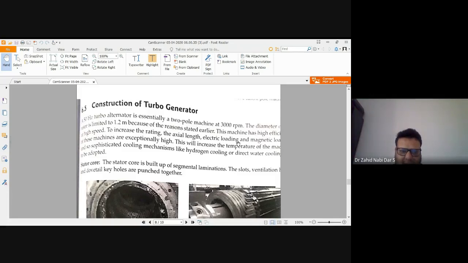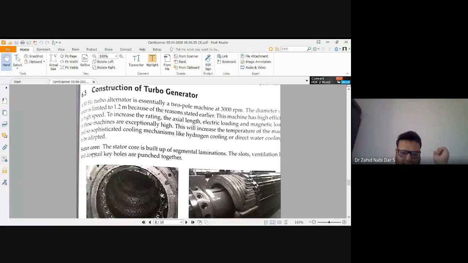This machine has higher efficiency at higher speed. So to increase the rating, the axial length is made more. The electrical loading and magnetic loading of this machine can be taken to an exceptionally high rating. When the rating becomes exceptionally high, the temperature of the machine will increase, so a cooling mechanism like hydrogen cooling or direct water cooling needs to be adopted. So this was about the rotor.